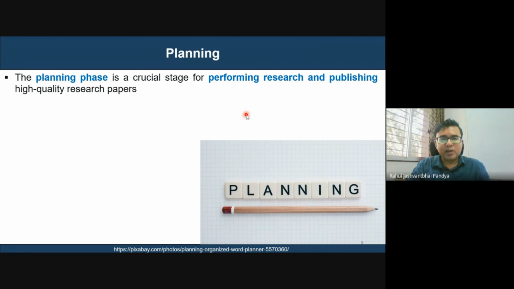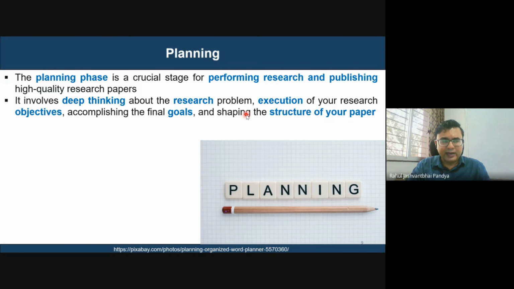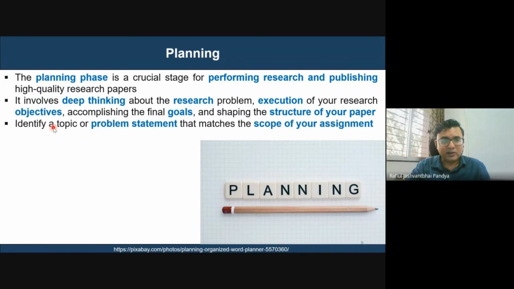Subsequently, we will look at major revisions, minor revisions, rejections, all these things. So they have to be planned nicely. It's not going to come in a day or two. It's not going to come in a month or two. It may come in maybe 6 months, a year or two. So it's kind of a patience-full event. We have to stick to the course of time and keep moving further. So it involves deep thinking about the research problem, execution of the research objectives, accomplishing the final goals, and shaping the structure of our paper, right?